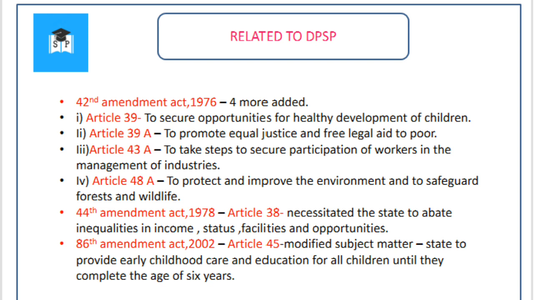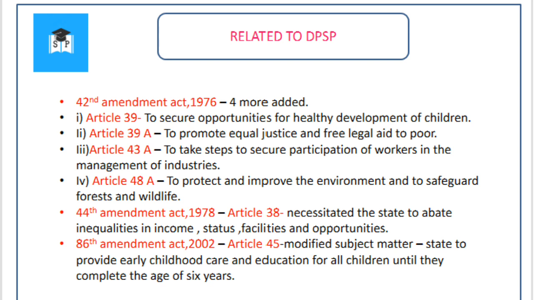According to it, Article 39 was added. Article 39 deals with this to secure the opportunities for the healthy development of children. Article 39A deals with to promote equal justice and free legal aid to poor. Article 43A to take steps to secure the participation of workers in the management of industries. Article 48A to protect and improve the environment and to safeguard forest and wildlife.